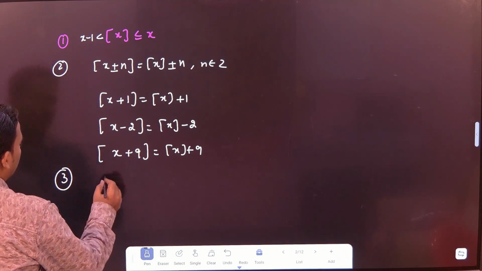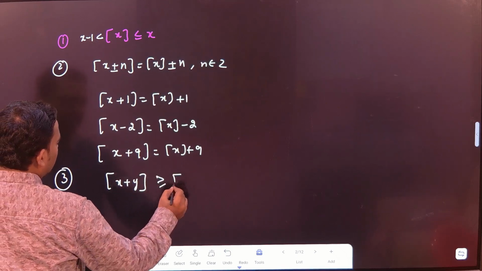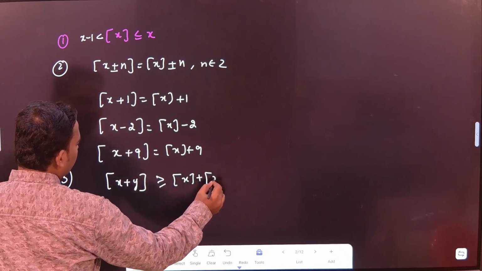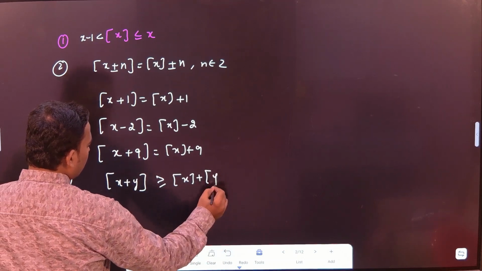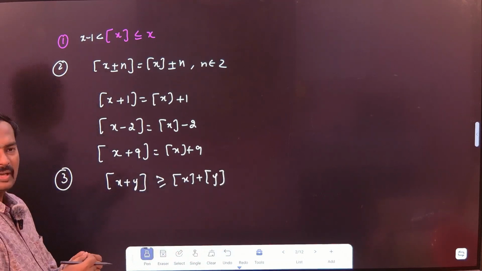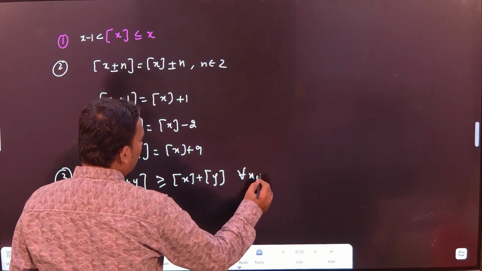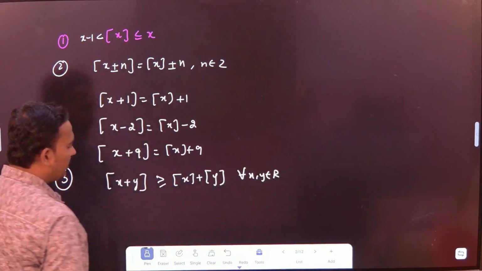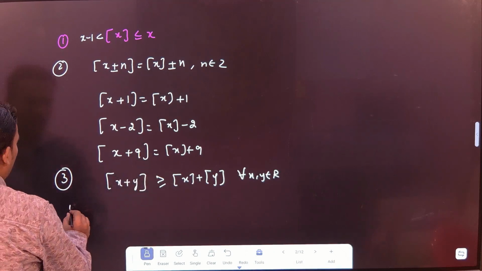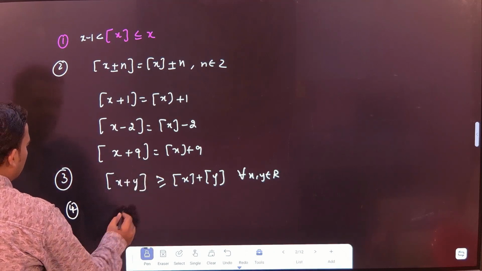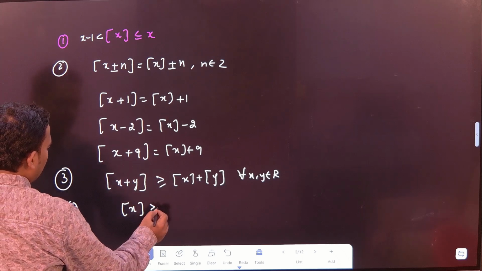The third one, you can see, the greatest integer function of x plus y is always greater than or equal to the greatest integer function of x plus the greatest integer function of y. Okay, so you can verify through any real numbers. This is true for all x, y belonging to the real numbers, right? You can verify through some examples, right? Okay, let's take the fourth one. Suppose the greatest integer function is greater than or equal to n.